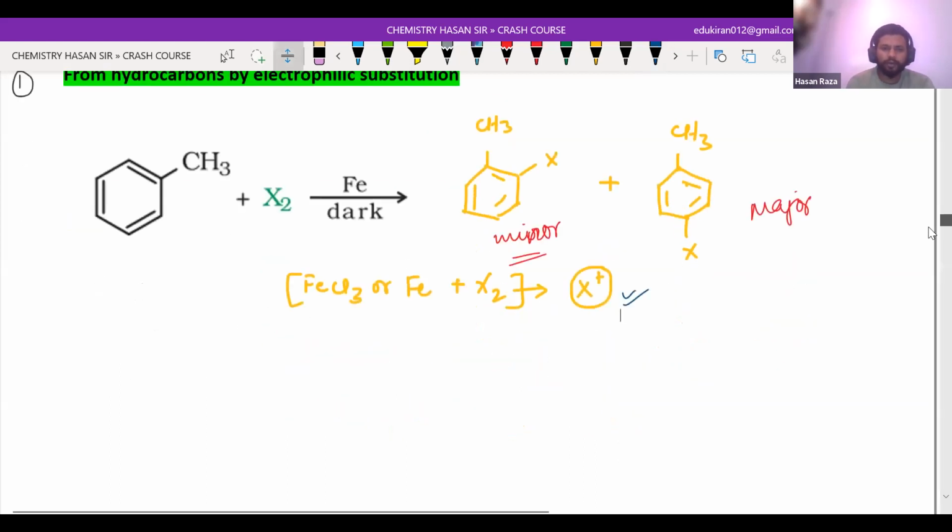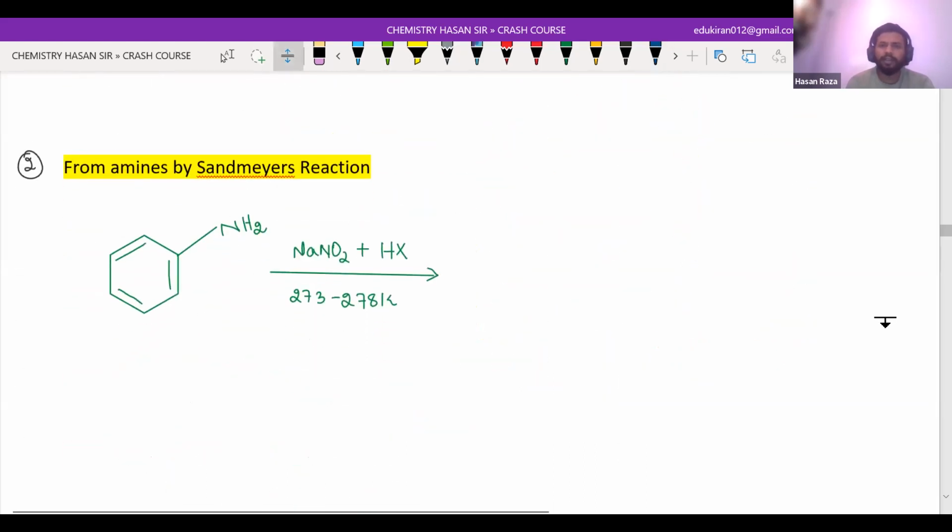The next one is preparation from amines by Sandmeyer's reaction. I think you have already studied this as well, because you have studied amines. So there were the chemical reactions of amines, and this is the preparation of haloalkane.